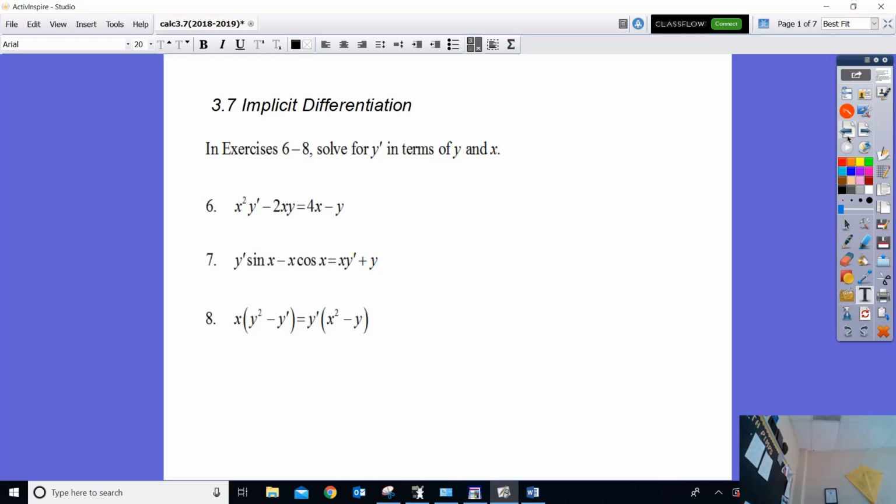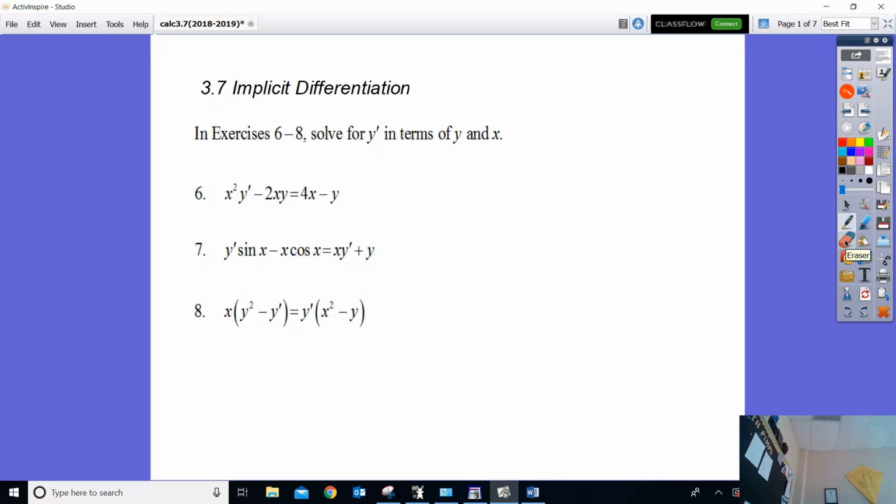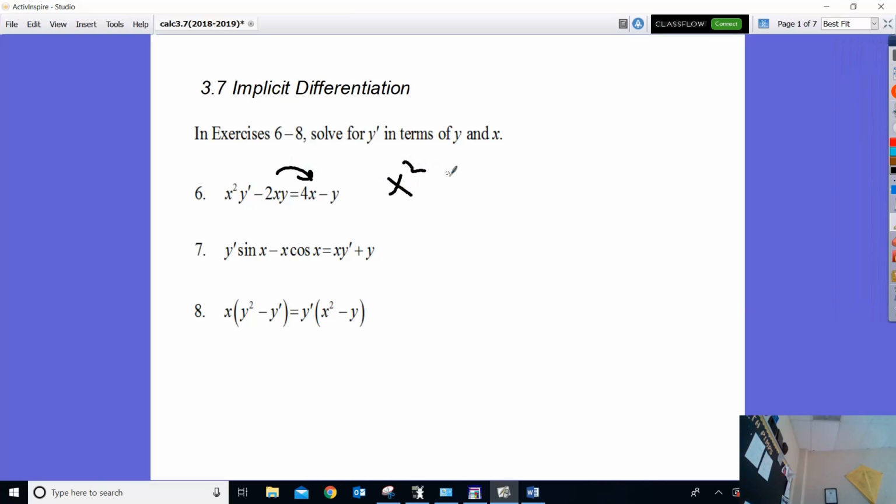Solve for y prime. So somebody has already done all the calculus on this and taken the derivative of the left and the right. And your task is to solve for y prime. Don't overthink that. Just go through basic isolation steps. What's something you could do to isolate y prime? Yeah, you could add 2xy to the other side. Good move. So you have x squared y prime equal to 4x minus y plus 2xy.